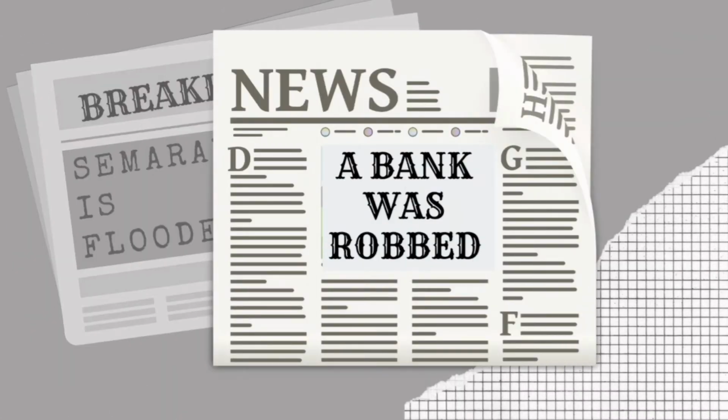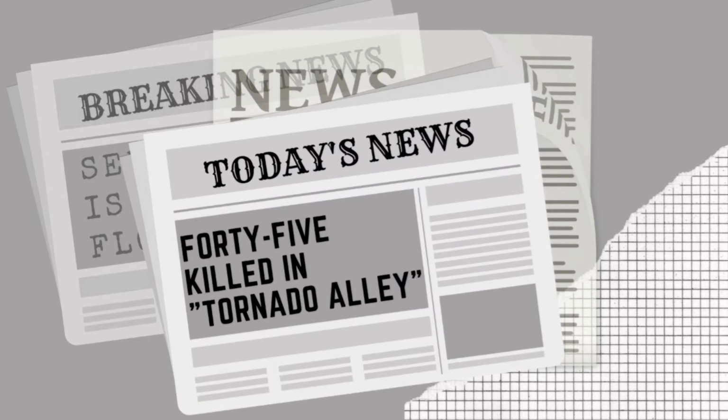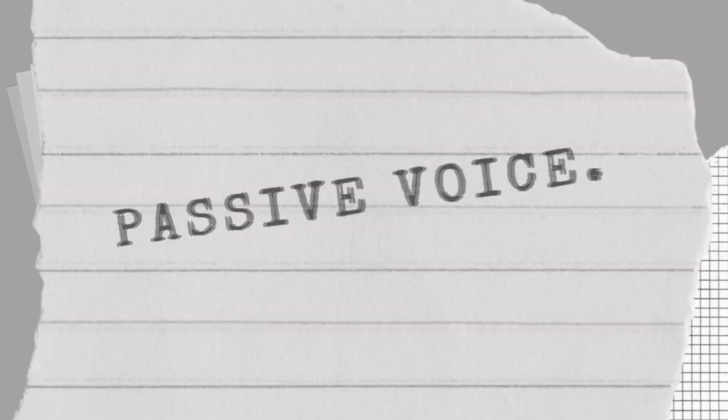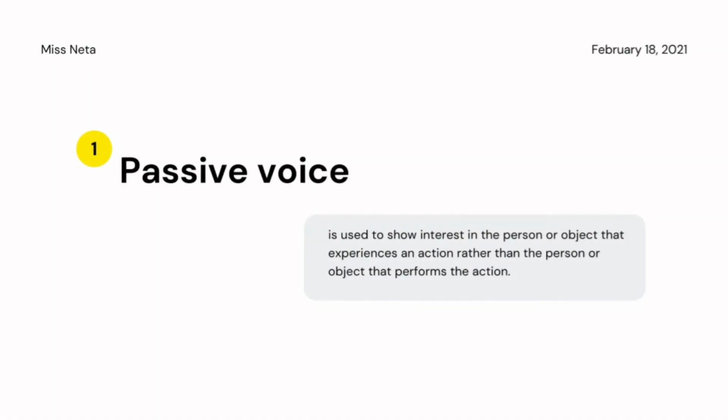A bank was robbed. 45 killed in Tornado Alley. Yep, those are the hint of today's material. And no, we are not going to learn anything related to news, but we're going to learn about passive voice or passive sentence. Now you're wondering what is passive voice actually.